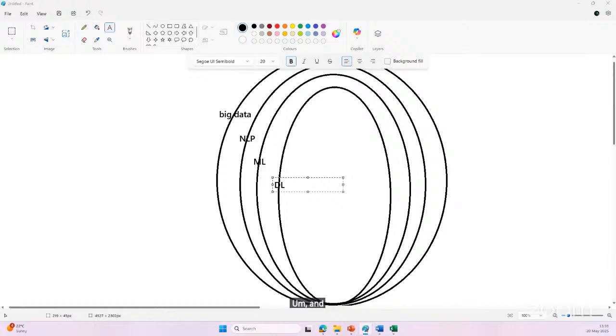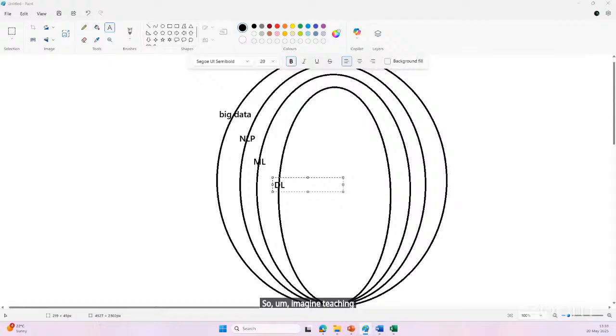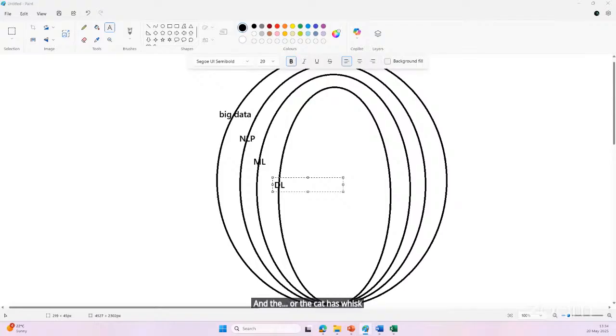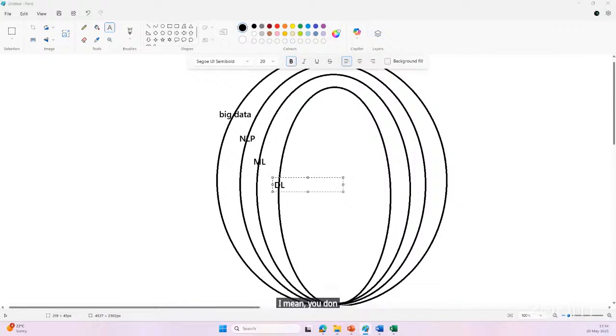Those brain cells, or those neurons, process information in a way that allows the computer to learn very, very complex patterns. So imagine teaching a computer to recognize a cat in a photo. With regular machine learning, you might have to tell it things like the cat has pointy ears, or the cat has whiskers, right? Or you might have to tell it the different variety of colors that could potentially be cats. I mean, you don't get blue cats, for example.